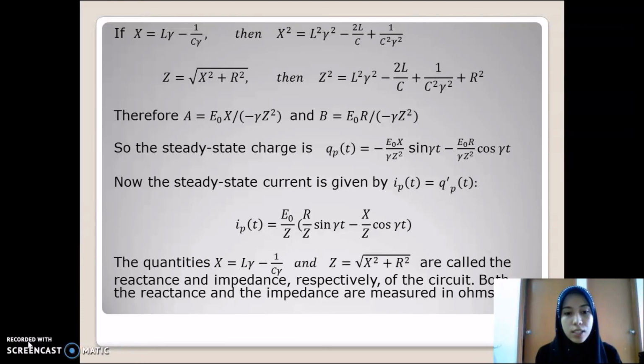The quantity X equals L gamma minus 1 over C gamma, and Z equals the square root of X squared plus R squared, are called the reactance and impedance respectively of the circuit. Both the reactance and the impedance are measured in ohms. Thank you.